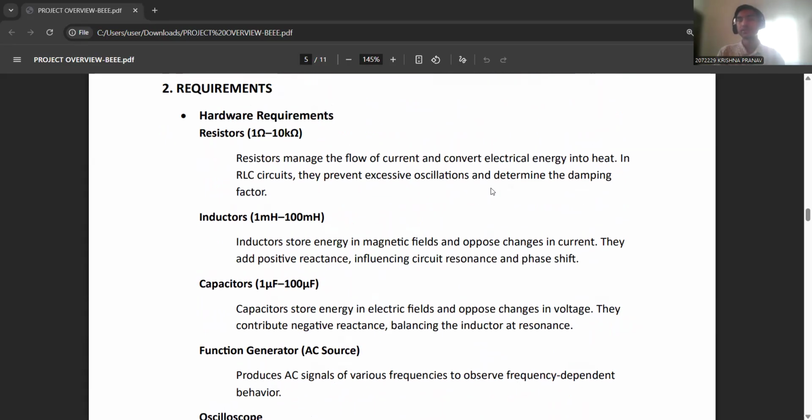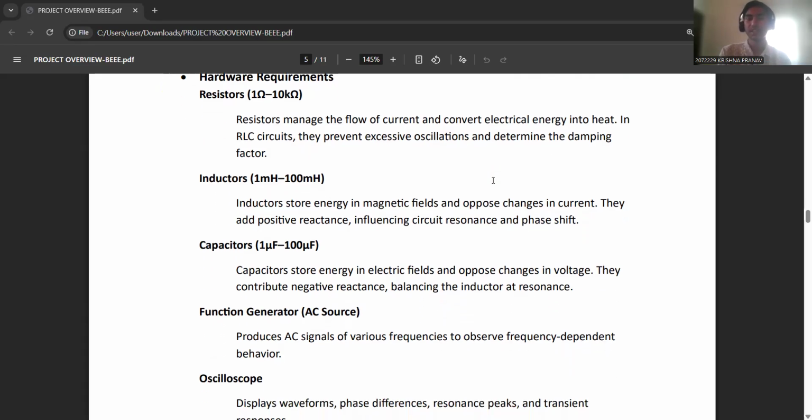Resistors. Resistors manage the flow of current and convert electrical energy into heat. In RLC circuits, they prevent excessive oscillations and determine the damping factor. Inductors. Inductors store energy in magnetic fields and oppose changes in current. They add positive reactance, influencing current, resonance and phase shift.